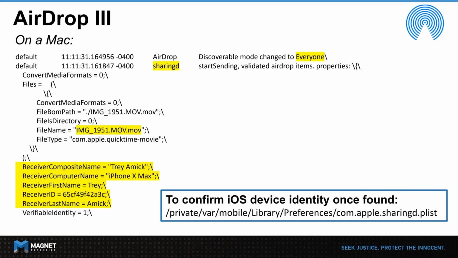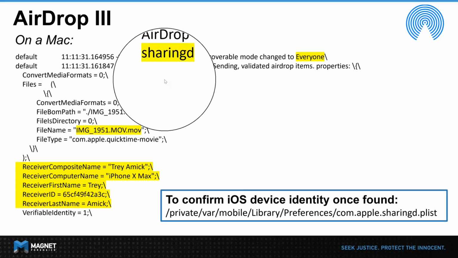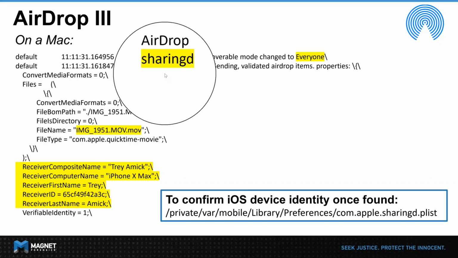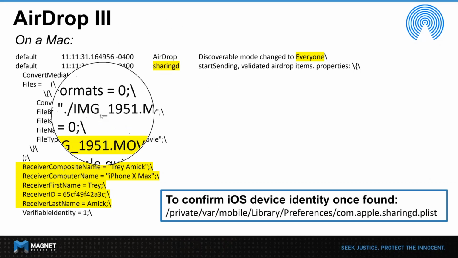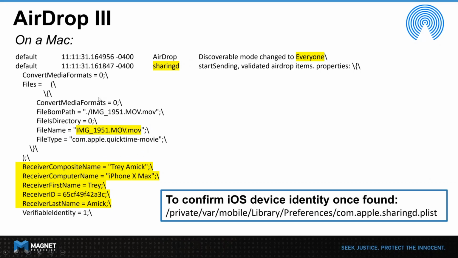So AirDrop, as you can see here, this is actually just me running console on my Mac, and you can see the discovery mode changed to everyone. You can see sharingd. That's important because you're going to see sharingd inside the quarantine events database, and that's going to be listed as a service. So it's probably going to clue you in that this is AirDrop. But you can see things here like the file name and what's going on. You can see the receiver information, the receiver name, the receiver ID. You can also, on the iOS device, look at the sharingd plist to start cross-coordinating this information to connect the dots for your AirDrop investigations.